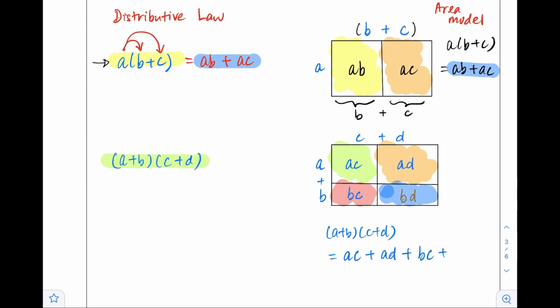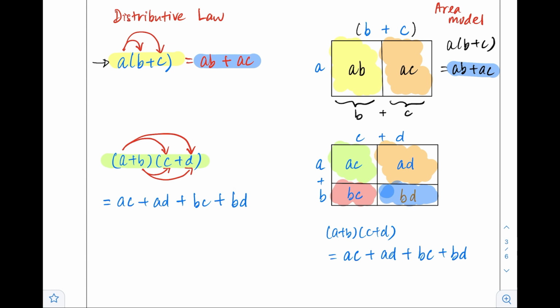plus BC plus BD. If I were to use the distributive law, I can also distribute A into C and A to D, and then I can distribute B to C and B to D. And when I do that, what I would have is A times C, which is AC, plus A times D, which is AD, plus B times C, then plus B times D.